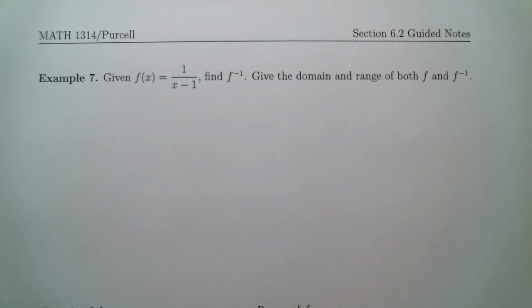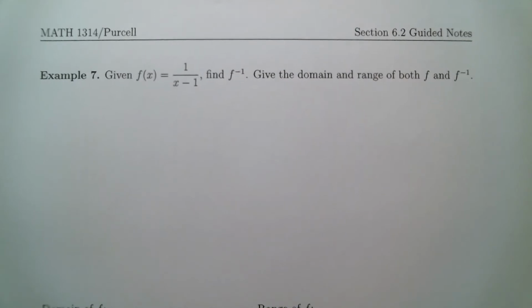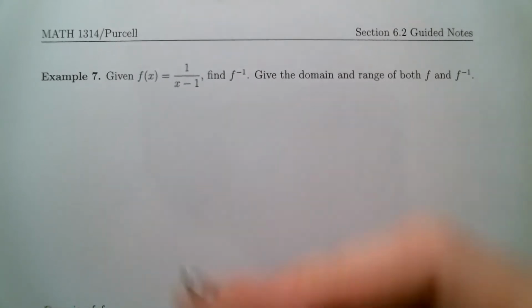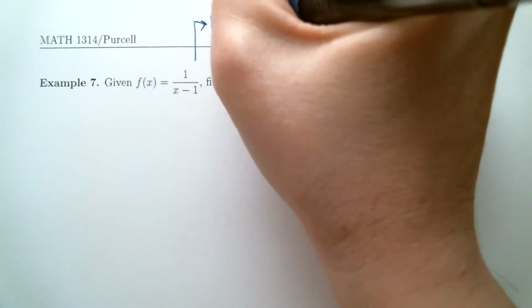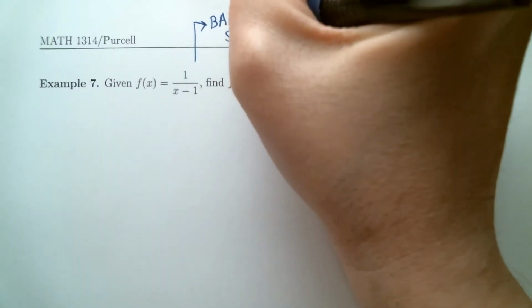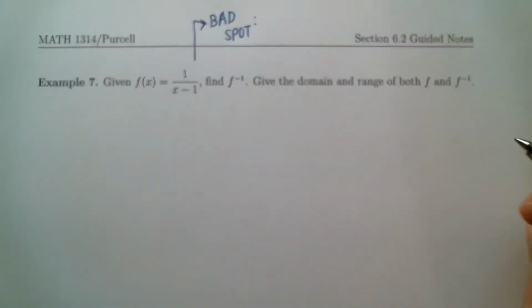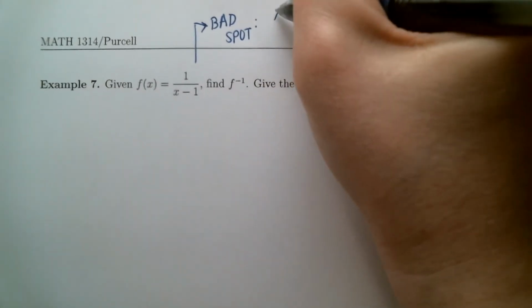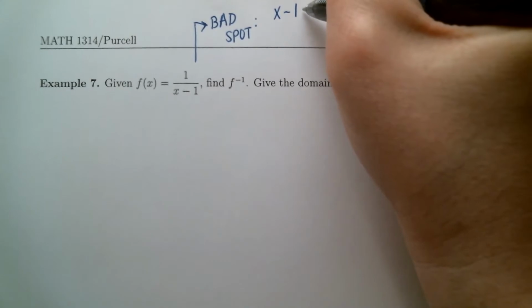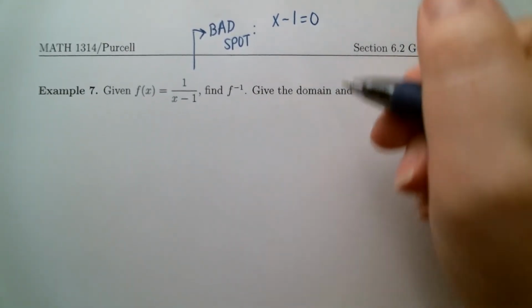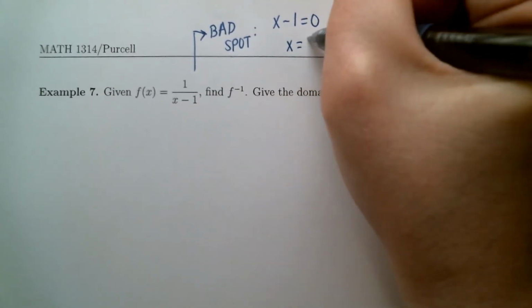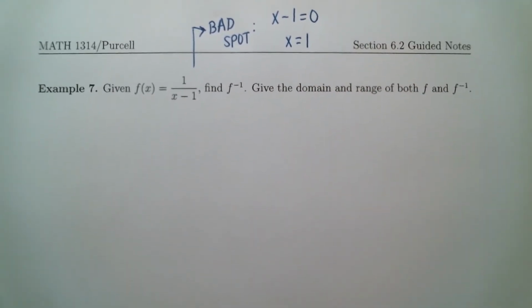Remember, domain is everything you are allowed to plug in for x. And when we're dealing with fractions, we think about bad spots. What gets me in trouble? With fractions, you cannot divide by 0. So remember what we did: we took the bottom to find our bad spot. You take the denominator and set it equal to 0. What makes that bottom equal to 0? That's your bad spot. If we solve this, we get that x equals 1 is our bad spot.